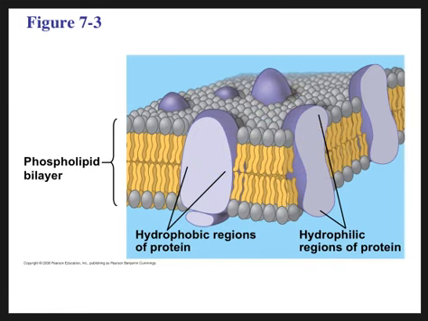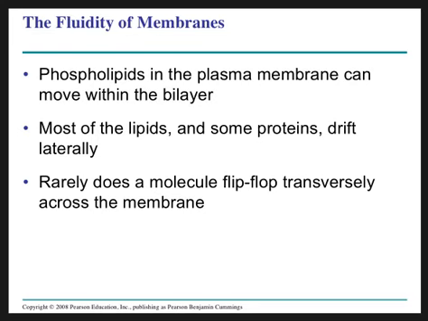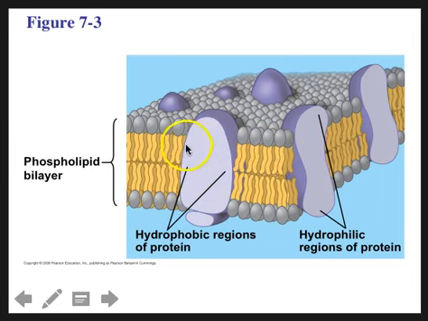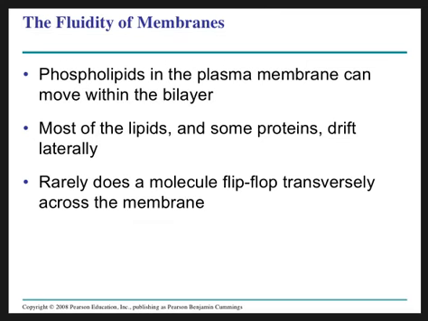So the component pieces can move as well. And they typically will drift laterally, side to side, like this way. They don't typically flip. So 296 here does not usually come over here and hang out with these guys. It can happen, but it's rare. It's not common. They're on one side or the other, and they don't typically flip-flop across that membrane.